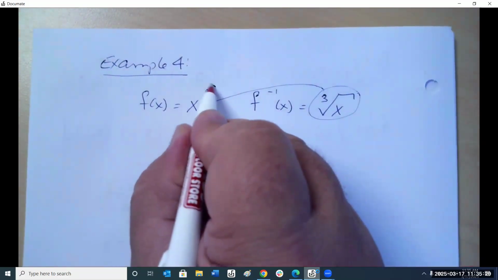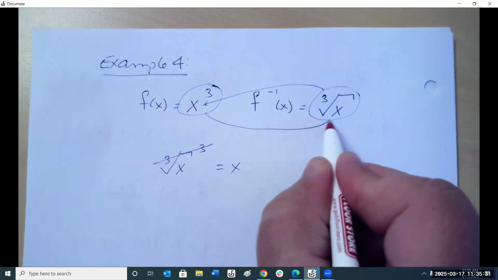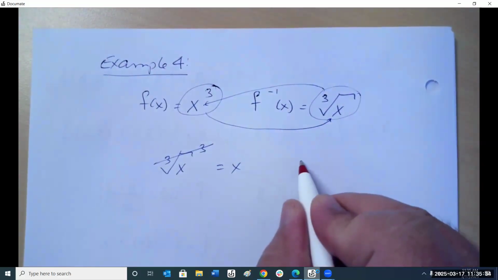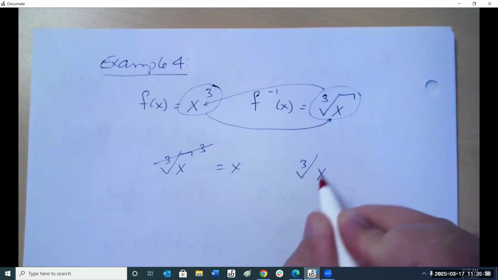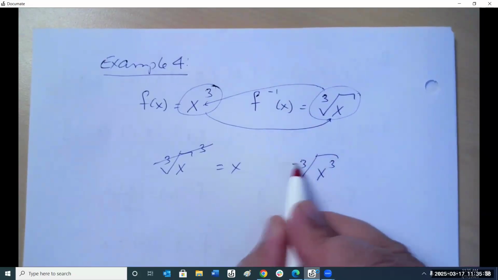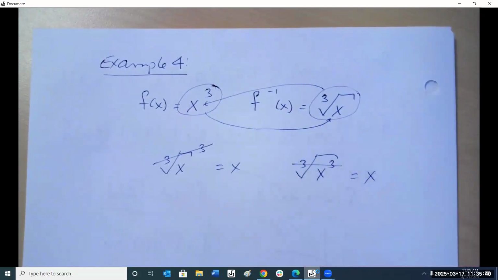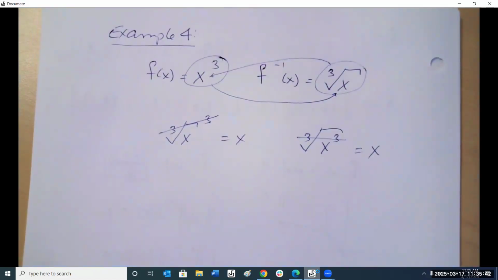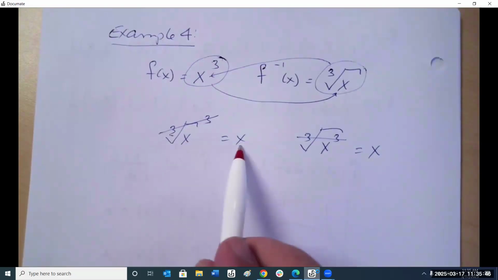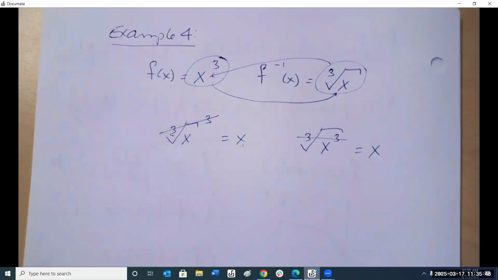Then try the other way. Take this and put it in place of there. Cube root of x cubed, they cancel. Okay, I did a lot of hand waving there. Why is this true? Why does this become x? How do we prove that mathematically?